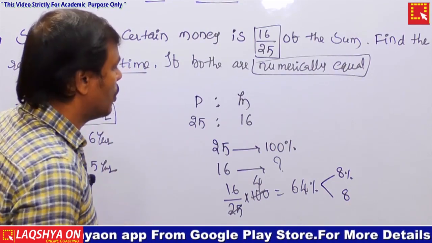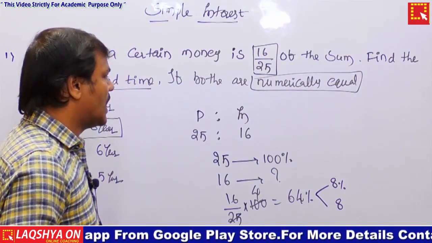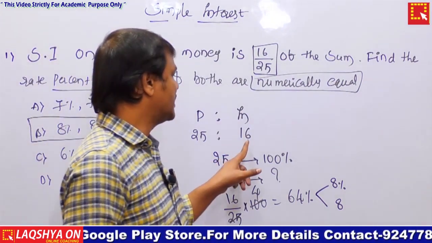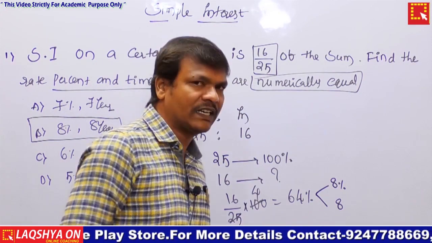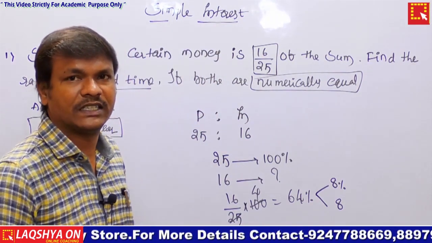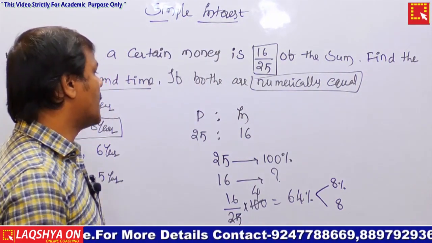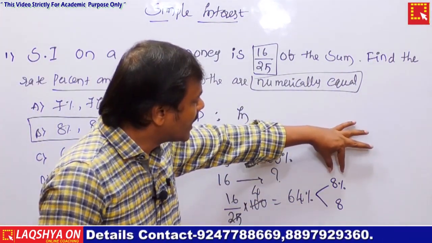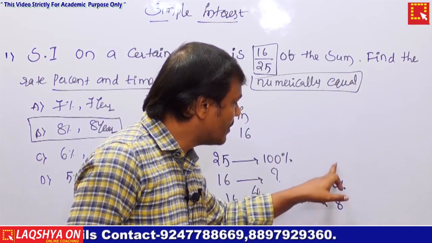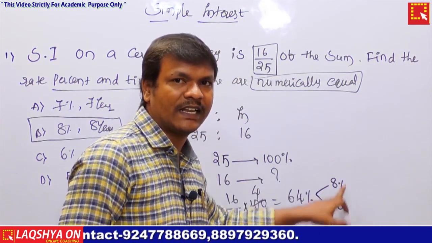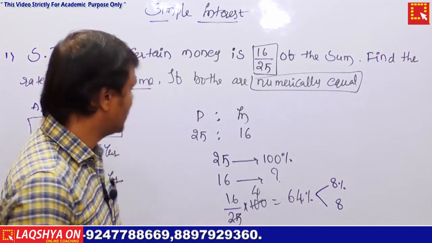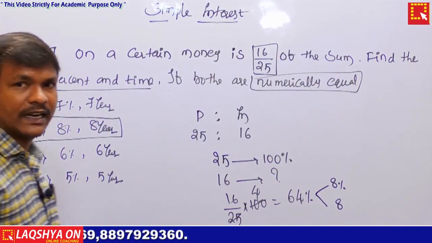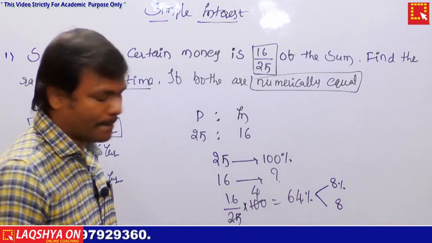Okay, simple. In this question, for a principal of 25 units, the interest will become 16 units. The 16 units of interest is how much percentage? 64%. Now 64% will be written as 8% into 8, because the rate of interest and the number of years are numerically the same. 8 8s are 64. So the rate of interest is 8% and the time is 8 years. Okay, simple. Next.